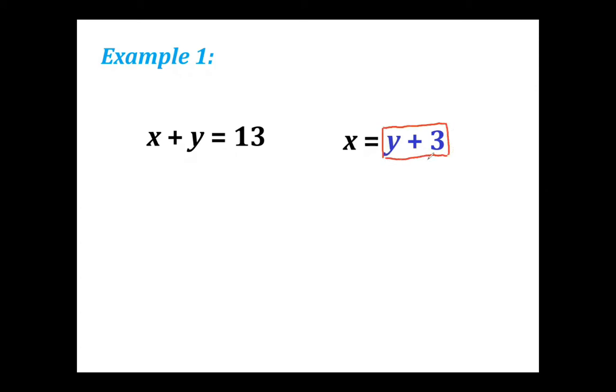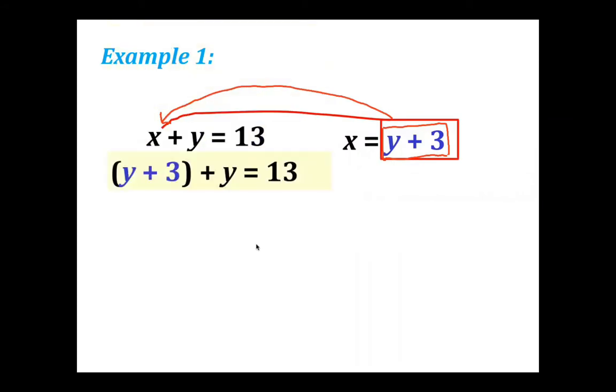So x equals y plus 3. Since our equation is set to x, we can plug in our expression y plus 3 for our x value in our other equation. So this would give you y plus 3 plus y equals 13. And now that you've plugged in your expression, you can go ahead and simplify. I'm going to first combine like terms, so y plus y would just be 2y plus 3 equals 13.